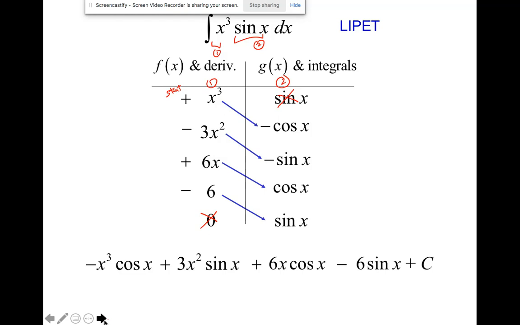Done. Or you could do integration by parts 3 times and get the same answer. Okay?